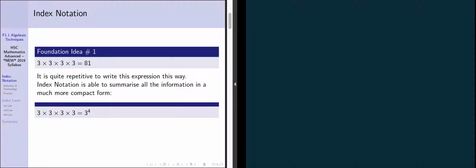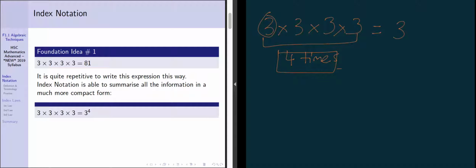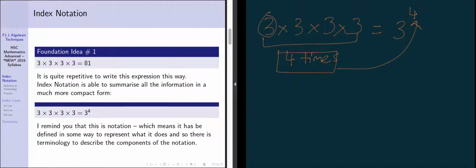So if we have 3 multiplied by itself 4 times, we have the number of repetitions, so it's 4 times, and the actual number that's getting multiplied by itself. The actual number that gets multiplied by itself we call the base, and that goes here at the bottom. And then the 4 times is the number to which we raise the 3. That's how we read it: we raise 3 to the 4th power. I remind you that this is index notation.